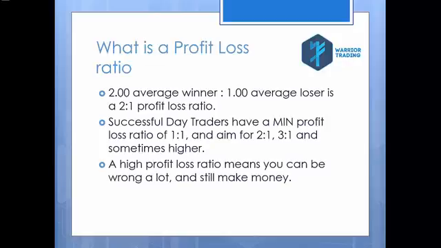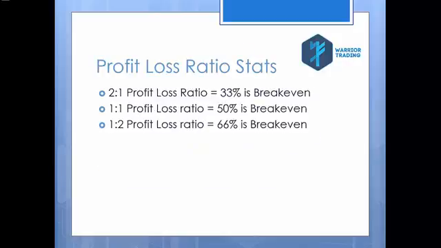So this is the breakdown here of profit loss ratios. If you have a 2-to-1 profit loss ratio and you're right 33% of the time, you're break even, not including commissions. If you have a 1-to-1 profit loss ratio and you're right 50% of the time, you're break even. And if you have a 1-to-2 profit loss ratio where you lose more than you win on average, you need to be right 66% of the time to break even.